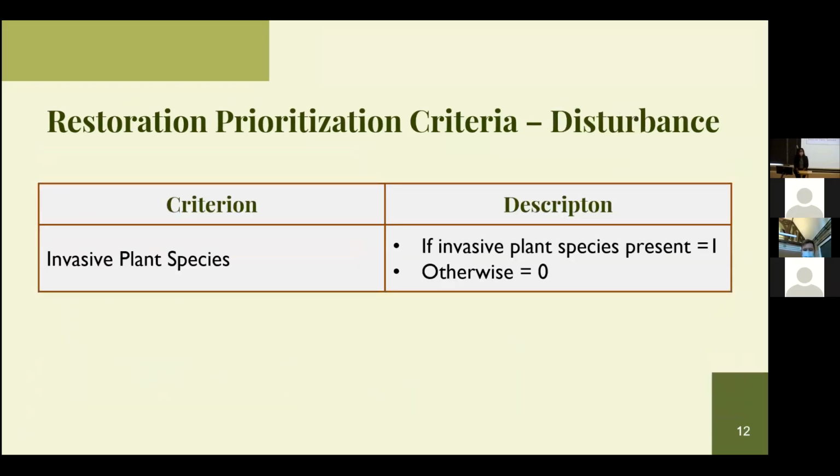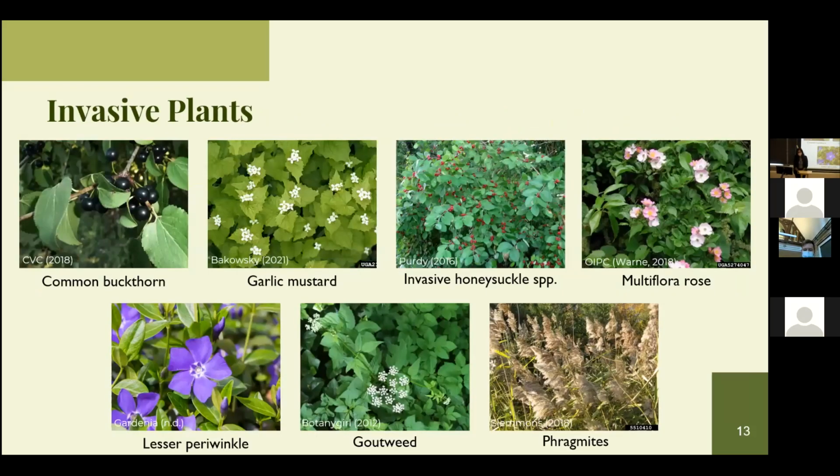Moving into my disturbance criteria, I chose to look at invasive plant species. The way that I narrowed down this list is I looked at CVC's high priority invasives list, and I picked out the category 1, which are transformers, and category 2, which are highly invasive plant species. And then to further narrow that down, I only picked the invasive plants that CVC actively manages. These are the 7 that I resulted in. I've got common buckthorn, garlic mustard, invasive honeysuckle, multiflora rose, lesser periwinkle, goutweed, and phragmites.